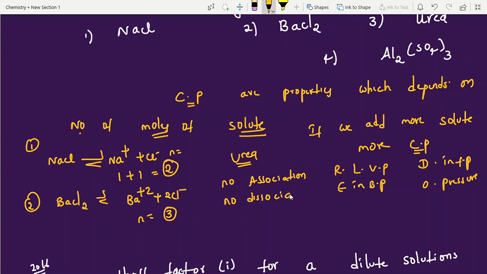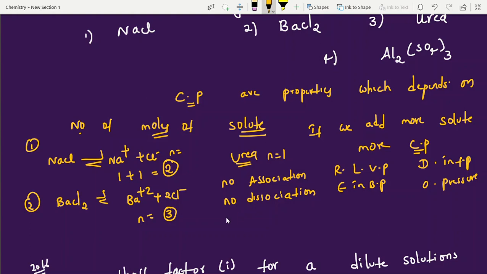Okay, Van't Hoff factor, I am going to give a detailed explanation: strong electrolytes, weak electrolytes, non-electrolytes. After that, why we are modifying the colligative properties. So I am going to explain Van't Hoff factor numericals and shortcuts also. Okay, no association, no dissociation. Here N equal to 1 only.